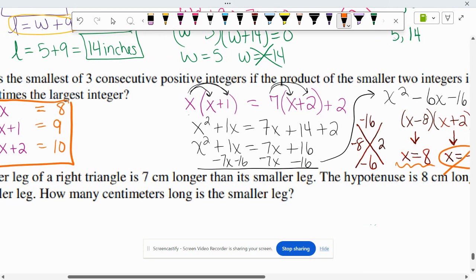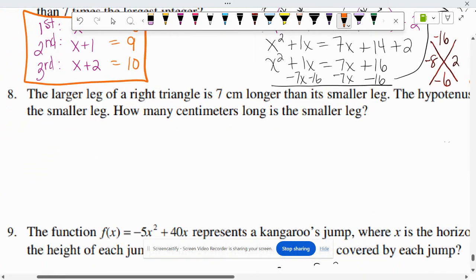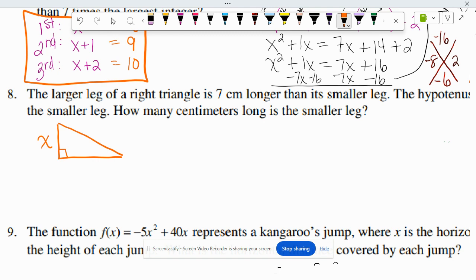Your next question is about a right triangle. So remember that the two sides that make up the 90-degree angle are called the legs. It says that the larger leg of the right triangle is 7 centimeters longer than the smaller leg. So I'm going to call the smaller leg X. That means that the larger side, how do I show that it's 7 centimeters longer than the small side? X plus 7, yes ma'am.